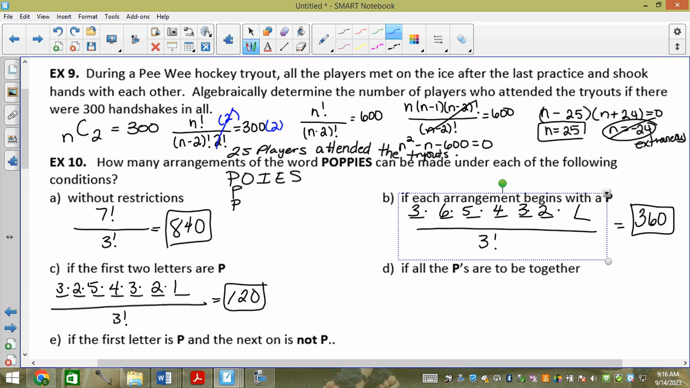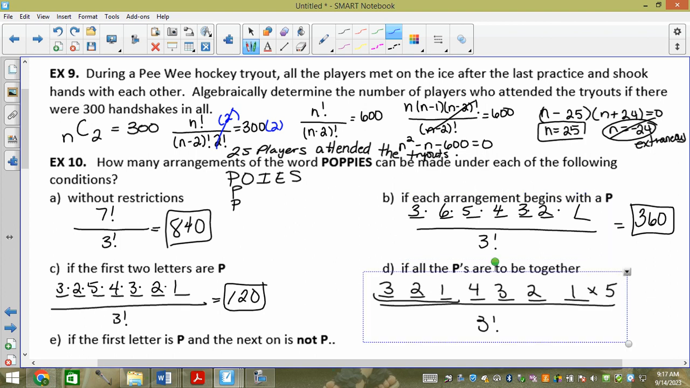Okay, if all the P's are together, there's 3 P's, so I go 3, 2, 1, 4, 3, 2, 1, which is 120 again.